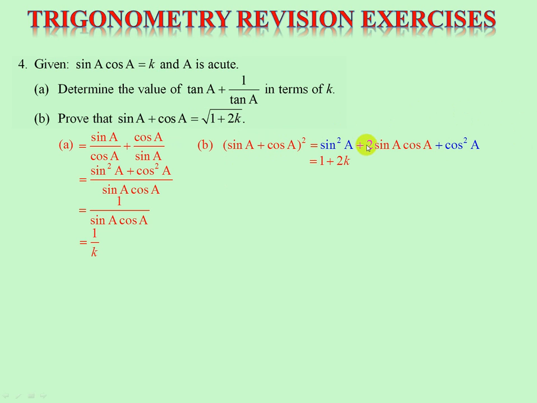1. 2 sine cos. Well, there's sine cos, so it's 2k. Now we have that squared equals 1 plus 2k. Therefore, sine plus cos will be the square root. Usually plus or minus, but A is acute. So therefore, there is our answer.